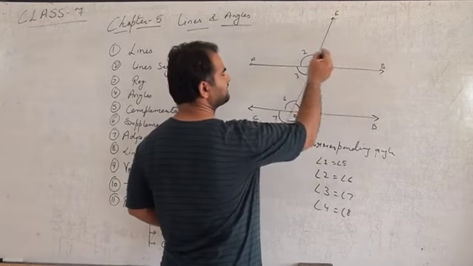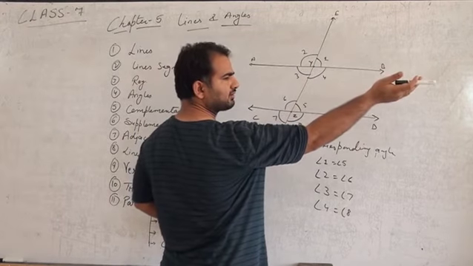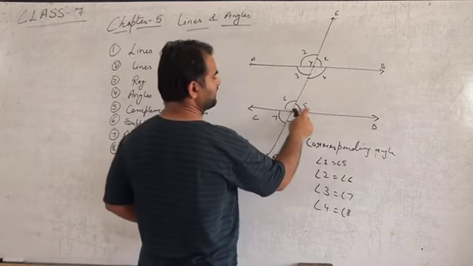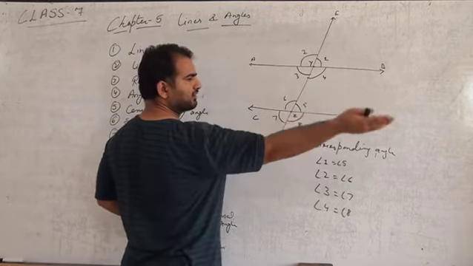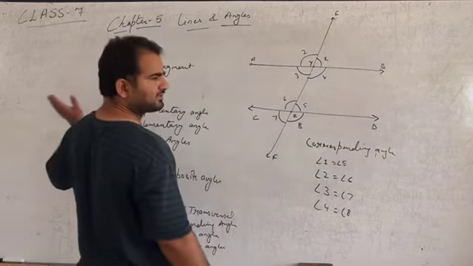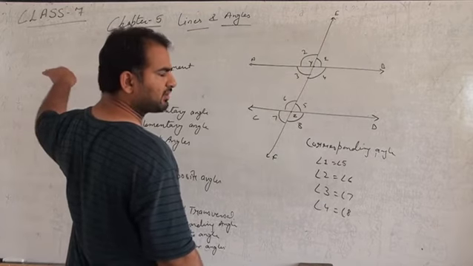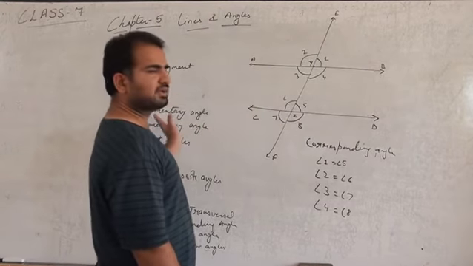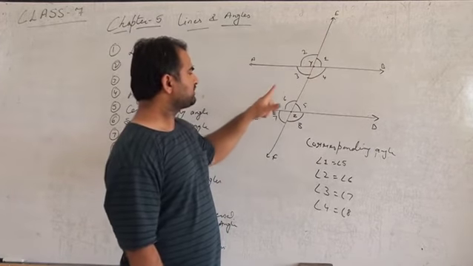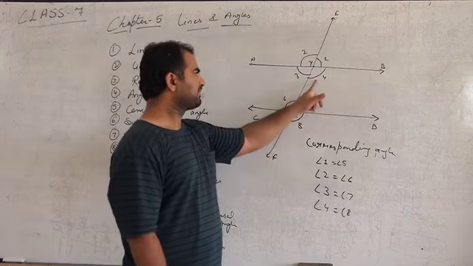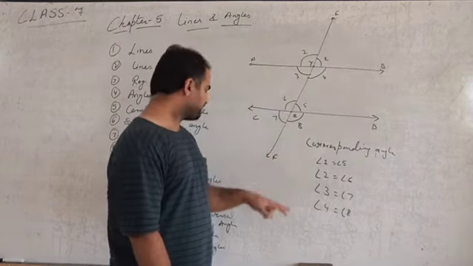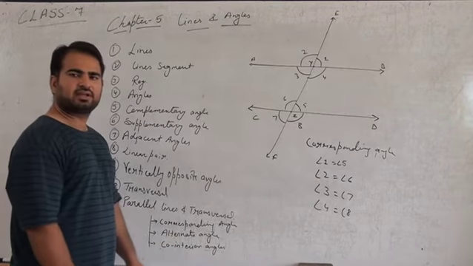Like this one angle is on which side? Right hand side and above the line. So this angle will also be on the right hand side and above the line. Like angle 2, it is on the left hand side and above the line. 6 is also on the left hand side and above the line. Okay. So angle 1 equals angle 5, angle 2 equals angle 6, angle 3 equals angle 7 and angle 4 equals angle 8. These are corresponding angles.